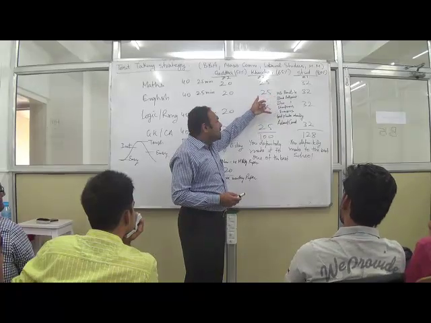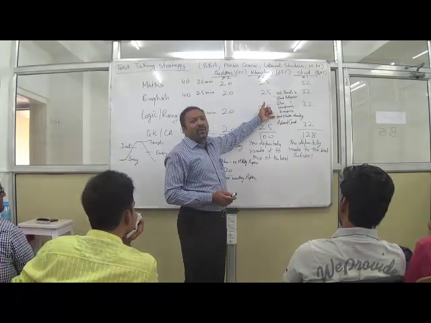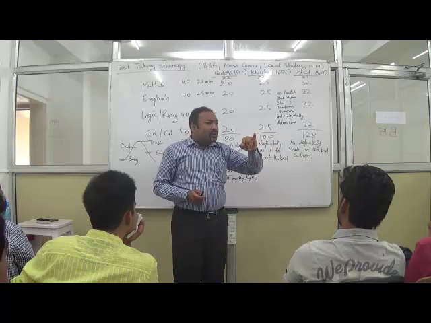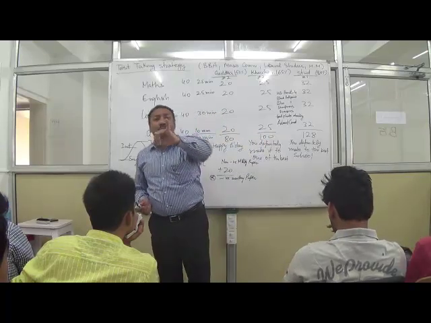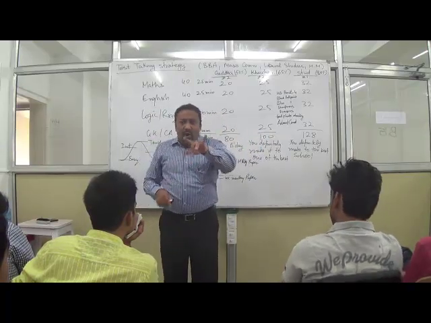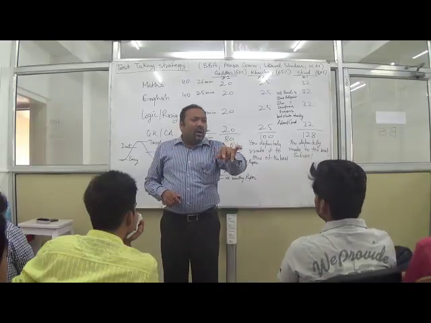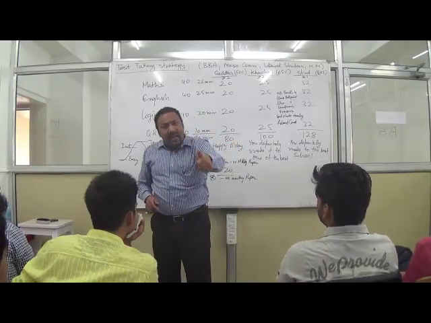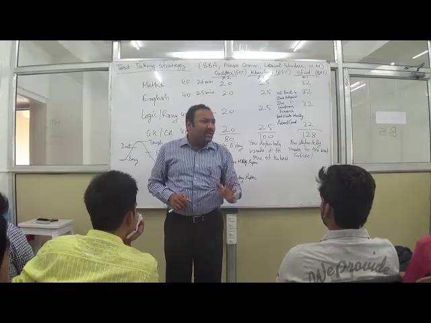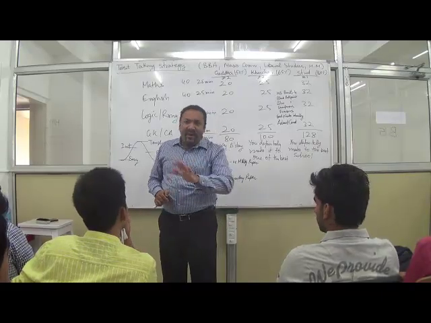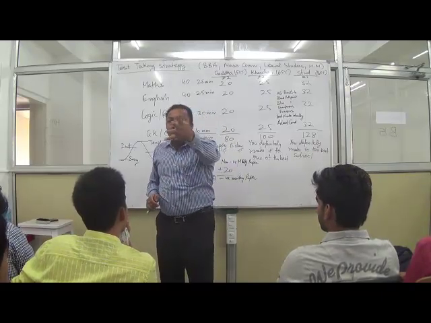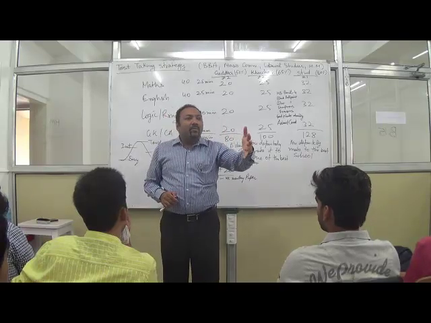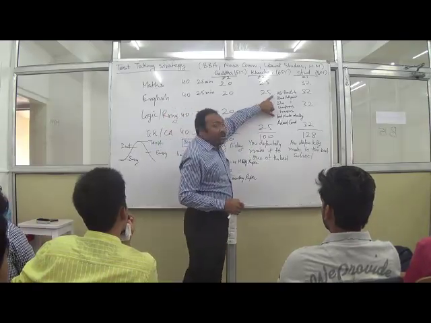If there are outstation kids in this class, please make sure your government photo identity proof is there. That can be your school ID card, or even your board admit card. That is a valid photo identity proof. Driving license, Aadhaar card, I have shared the link with you. Pick up anyone, make it a part of the kit.